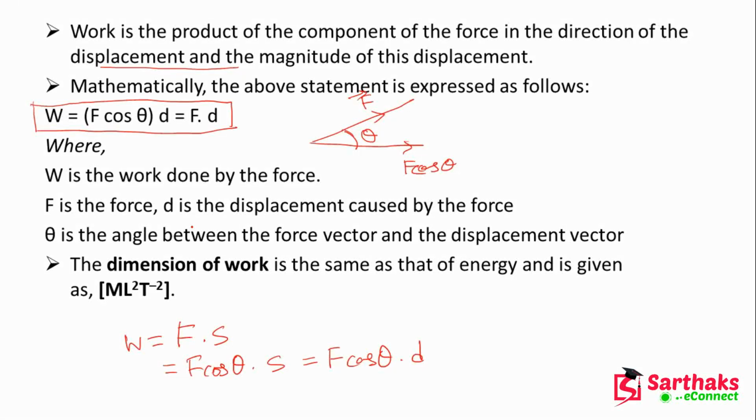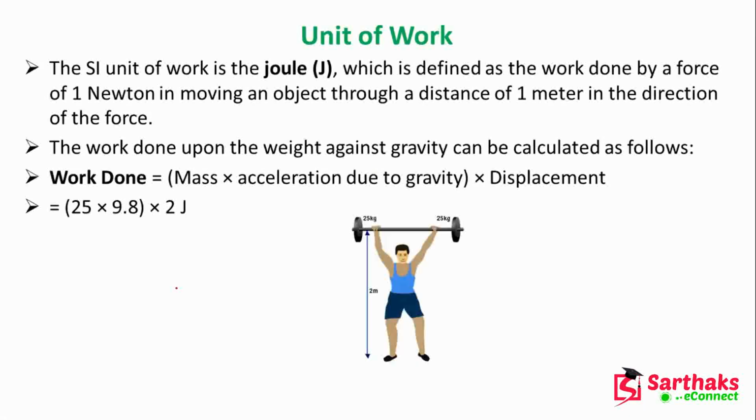Now the dimension of work is M L squared T to the power minus 2. Now the unit of work. The SI unit of work is the joule, which is defined as the work done by a force of 1 Newton in moving an object through a distance of 1 meter in the direction of the force. So joule is the unit.